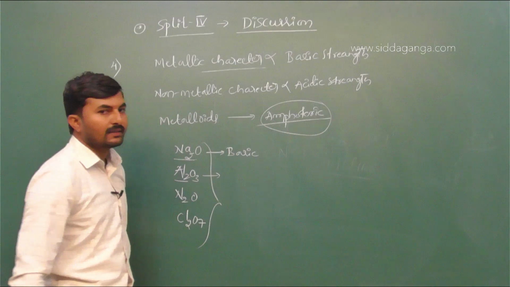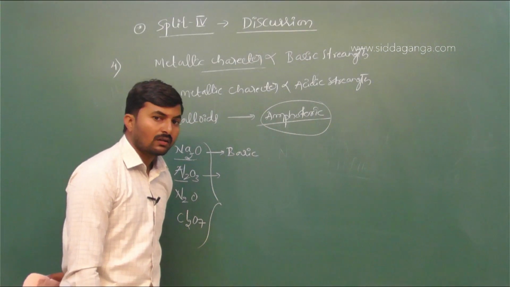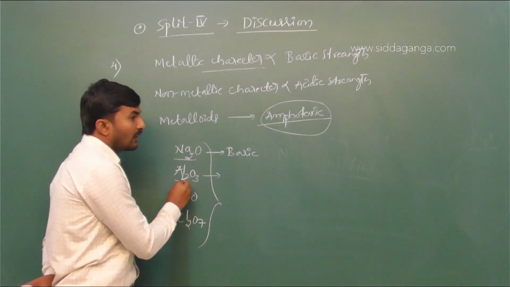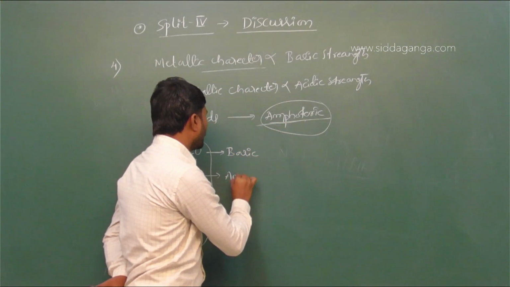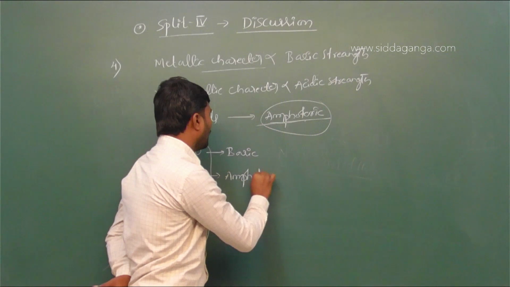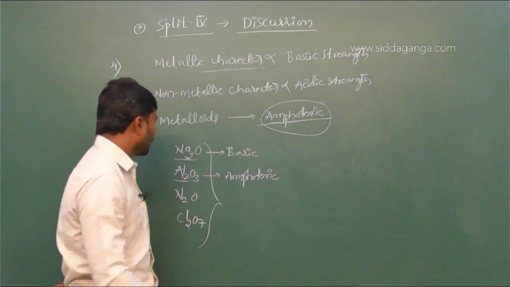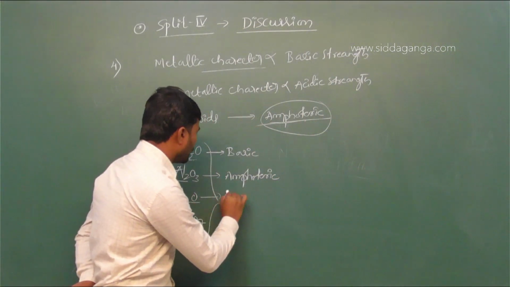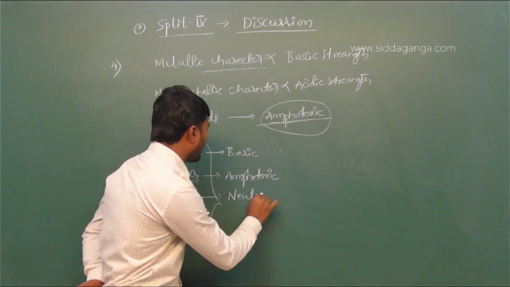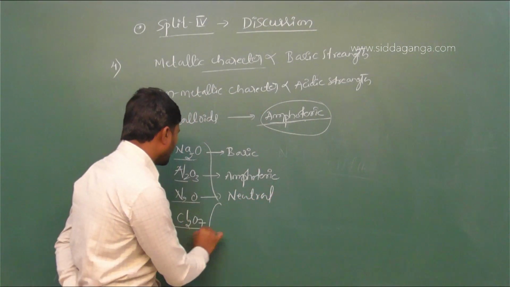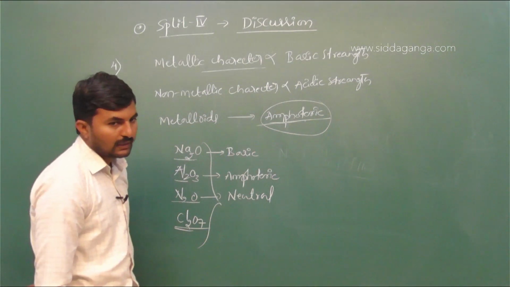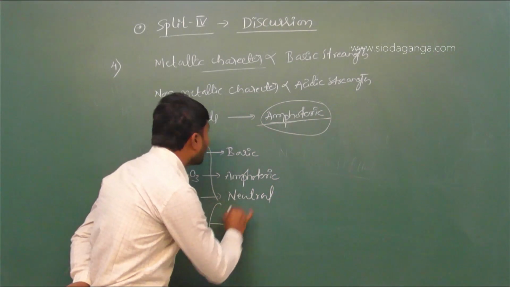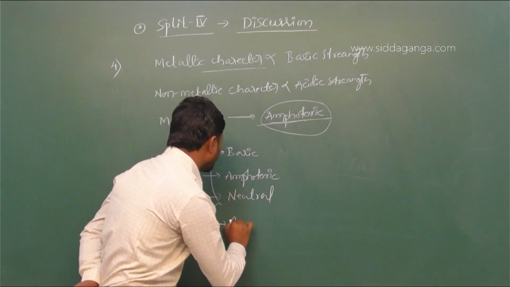followed by Al2O3, which belongs to Al. Is it a metal or a non-metal? Al is a metalloid. That is why metalloids can exhibit an amphoteric nature. Followed by N2O, which is neutral in nature, and the last one, Cl2O7. Here Cl is a non-metal, and non-metallic oxides exhibit an acidic nature.